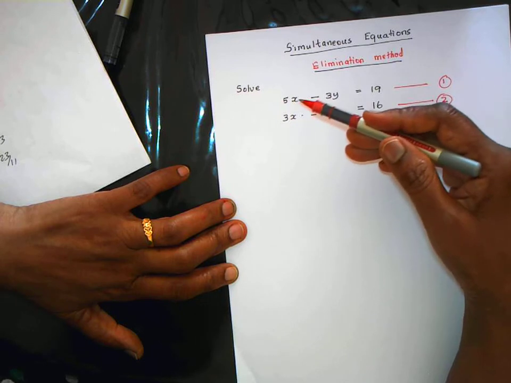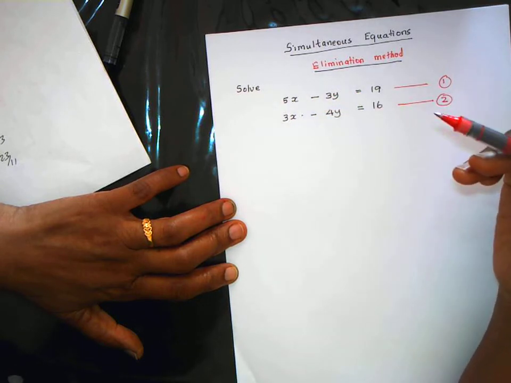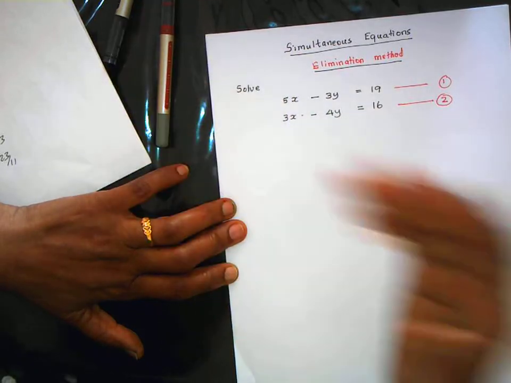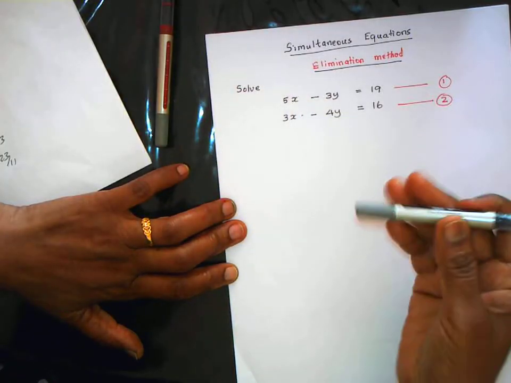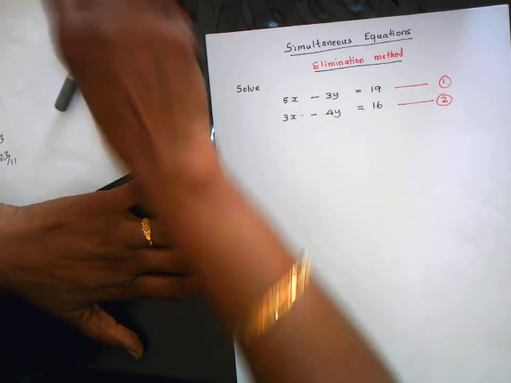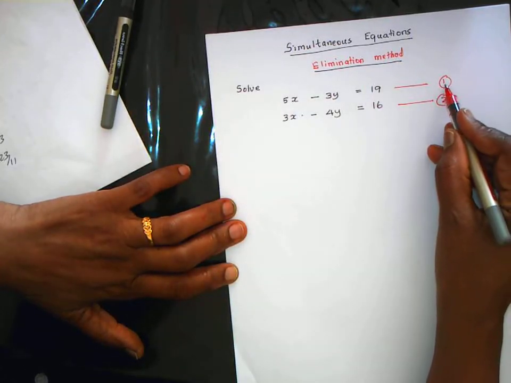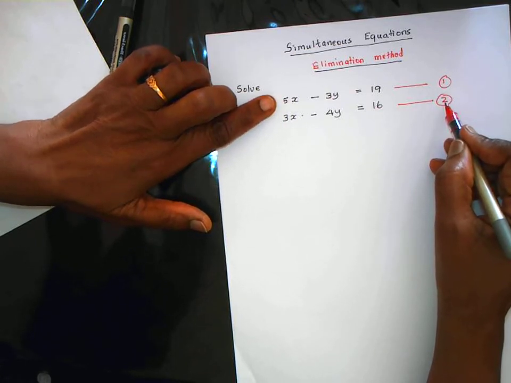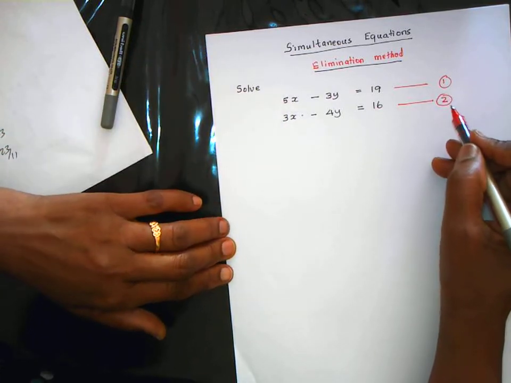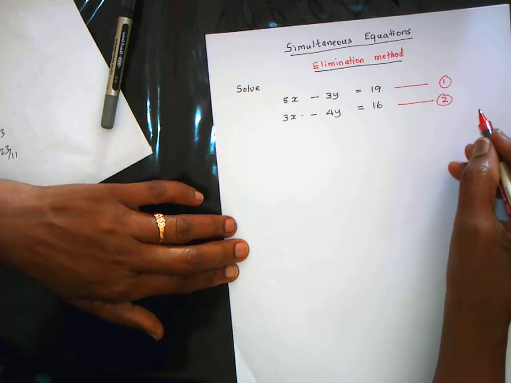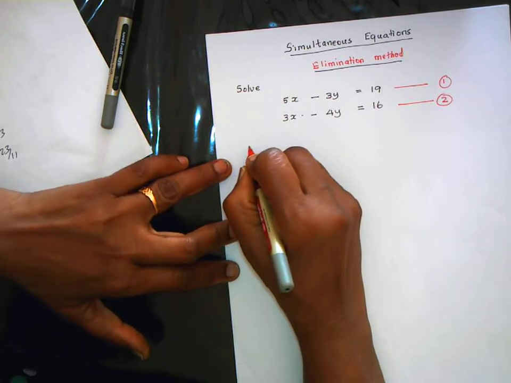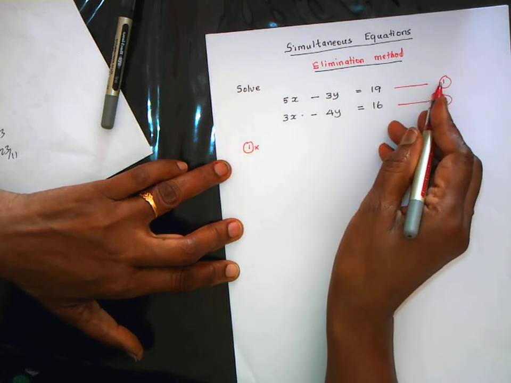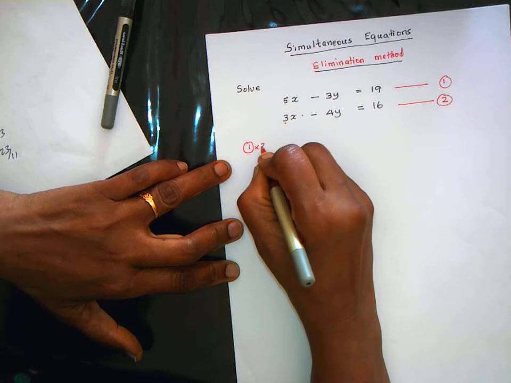If I want to make them the same, you can use the lowest common multiple, but I'm not going to bother, I'm just going to multiply. If I multiply equation 1 by 3 and equation 2 by 5, both will have the same coefficient of x. Then we'll see what to do after that. So I'm going to multiply equation 1 by 3 and see what happens.